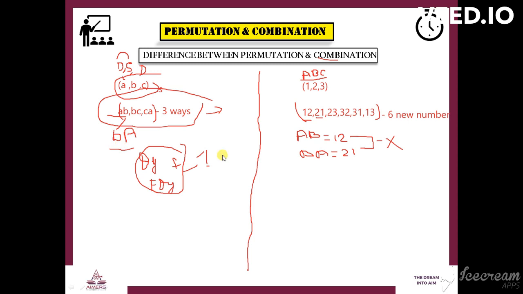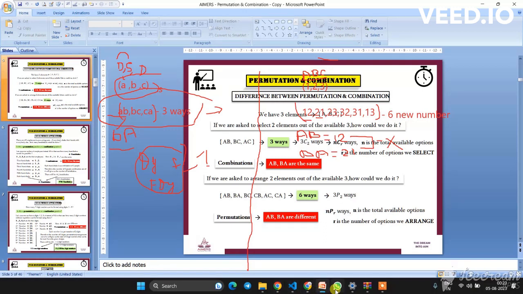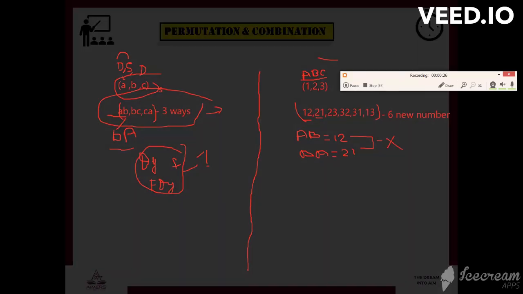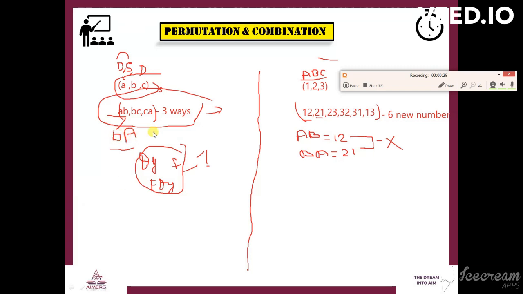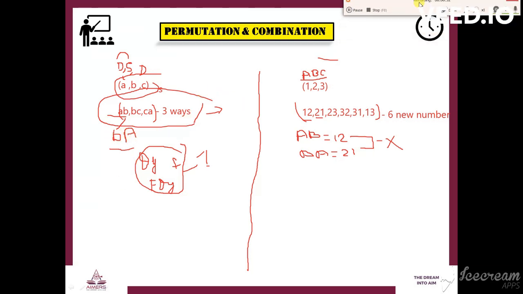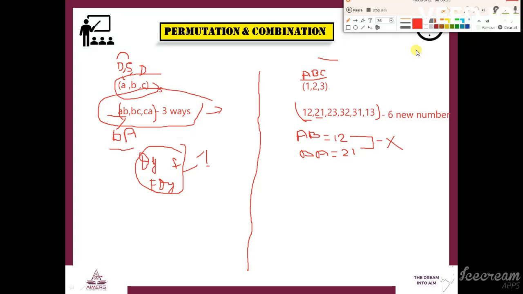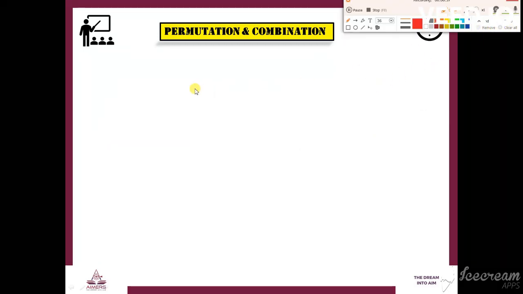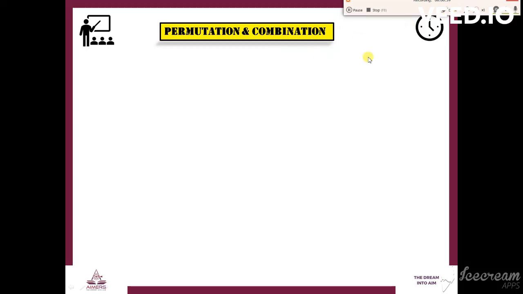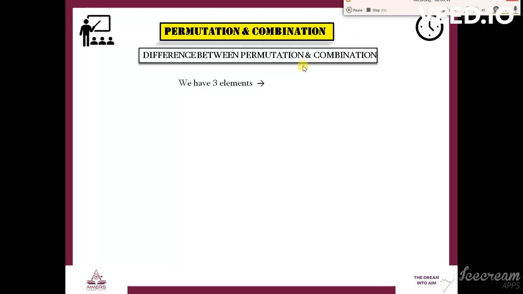Here I already saw that AB and BA are both the same terms. So it is called selection. If AB and BA are not the same terms, then it is called permutations. Okay, leave these things; we are going to be clear with the written things, so it will be clear for you.